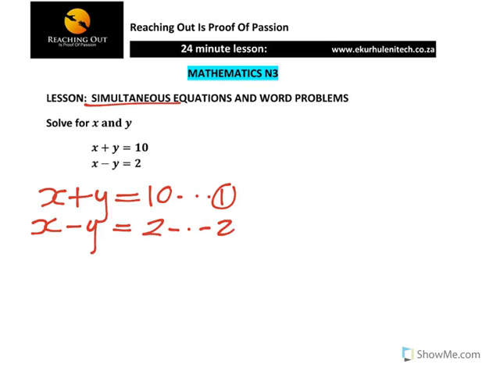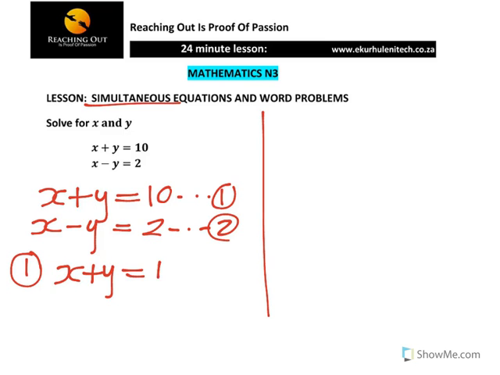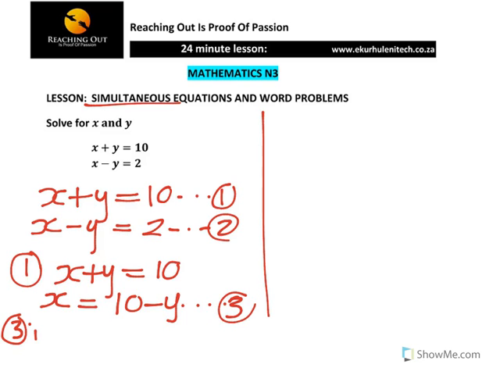This becomes equation 2. When you have done that, let's talk about equation 1. You are given x plus y is equal to 10. You can make x the subject of the formula. Remember the previous lesson: by taking y to the other side, it will change the sign to become x is equal to 10 minus y. This becomes equation 3.